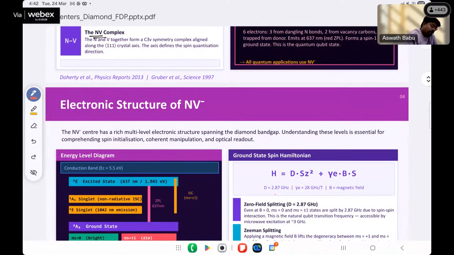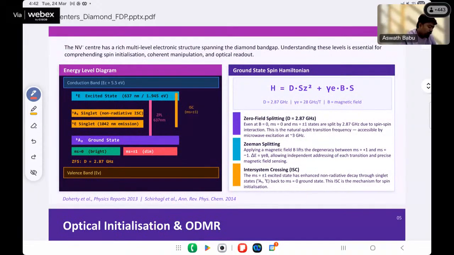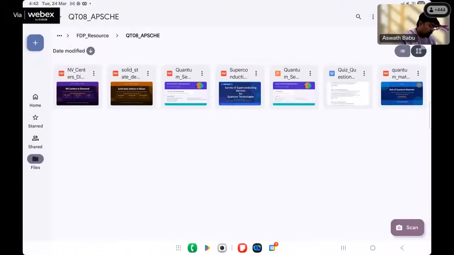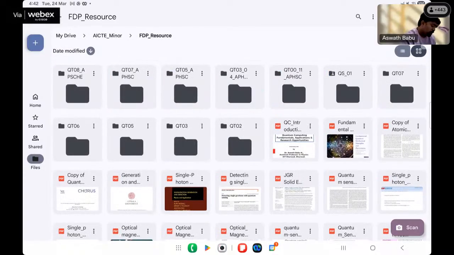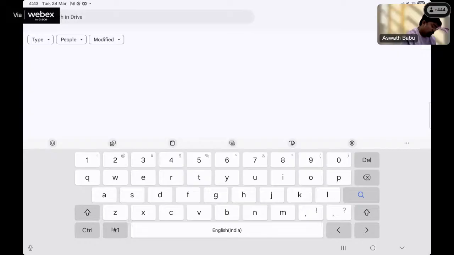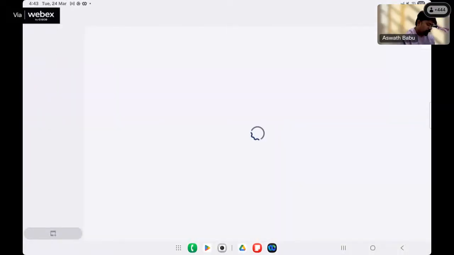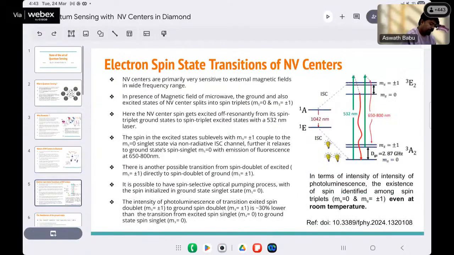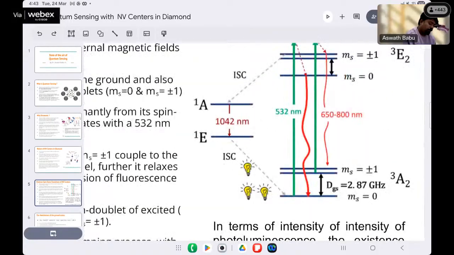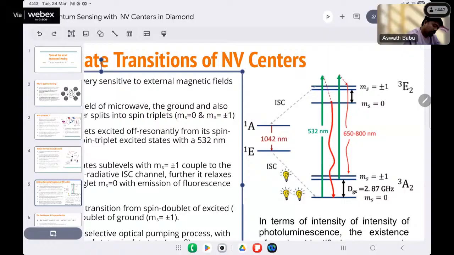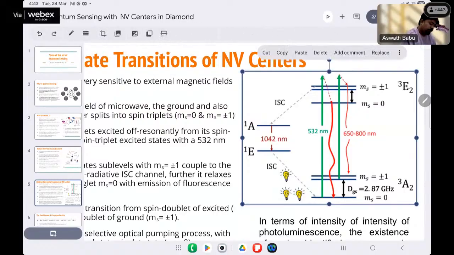So, the band structure we had earlier. Let me show you the band structure. One minute. I just want to show you NV sensing.